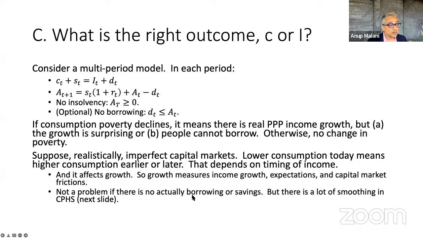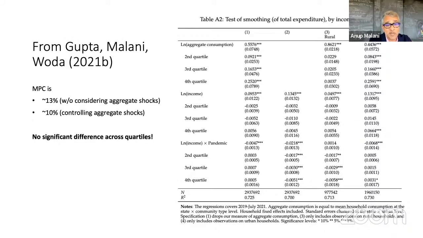Now, that's not really a problem if there's no actual borrowing and savings, but in fact, we see a lot of borrowing and saving in CPHS. This is from a paper with Arpit Gupta and Bartek Voda. This is looking at, say, 2019 and 2021, both pre-COVID and post-COVID. We're just doing a standard Townsend or Cochrane-like consumption smoothing regression. Left-hand side is your consumption. Right-hand side is typically income.